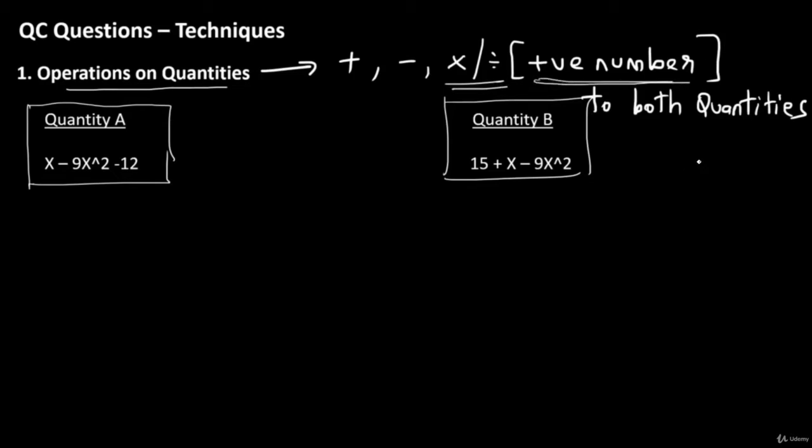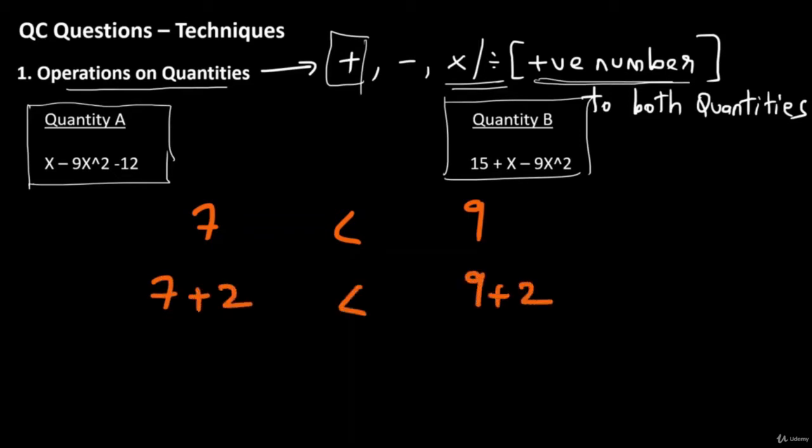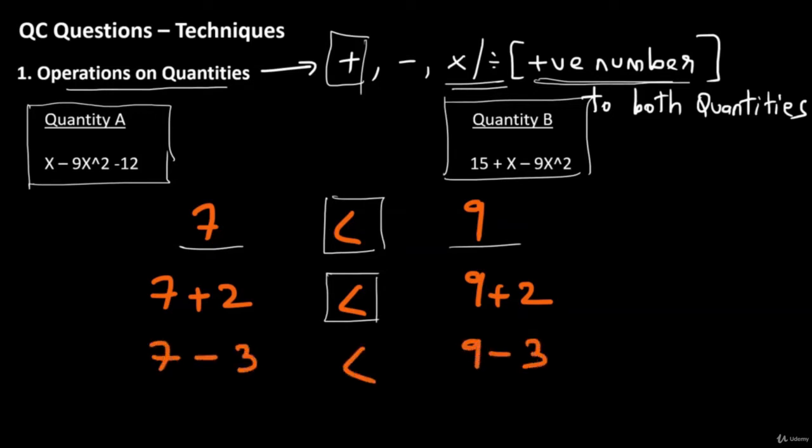Let's try to understand this better. Now we know that if we take two numbers 7 and 9, 7 is less than 9. Now let's perform an addition and check whether the relationship is changing. So I'm adding 2 to 7 and 2 to 9. Now you can see that the relationship is still the same, right? 7 plus 2 is 9 and 9 plus 2 is 11. So over here we have a less than relationship and it is maintained over here, right? Now let's subtract something from 7 and from 9, both the sides we need to subtract the same number. If I subtract 3 from both sides, I have 7 minus 3 and 9 minus 3. And you can see that the relationship is still the same, right? 7 minus 3 is 4 and 9 minus 3 is 6.